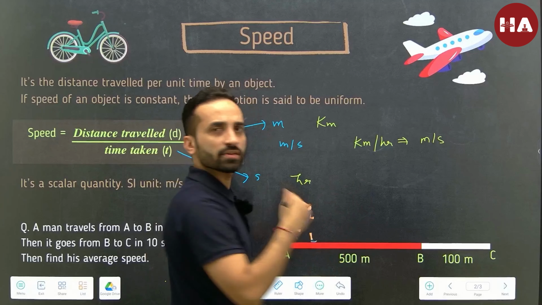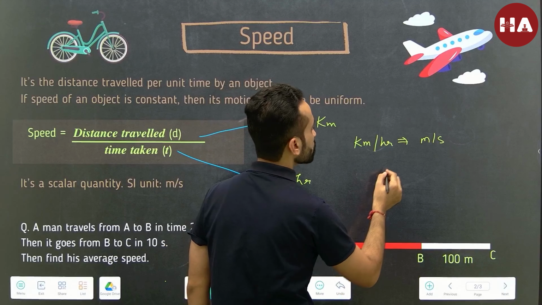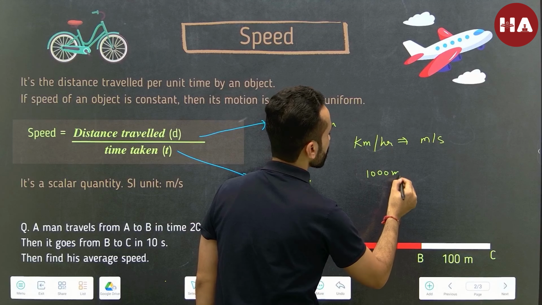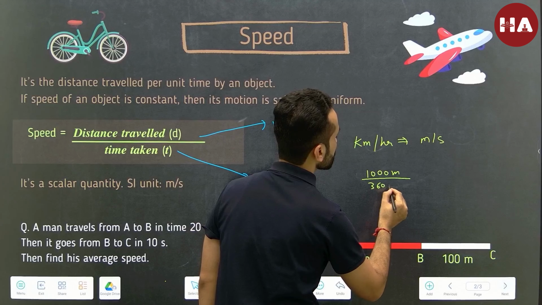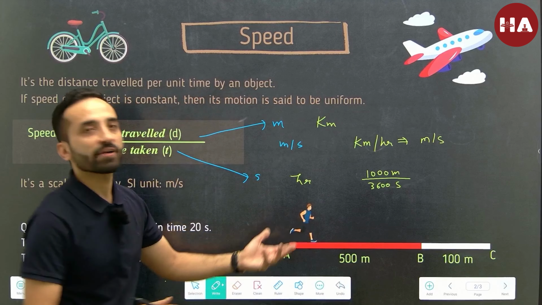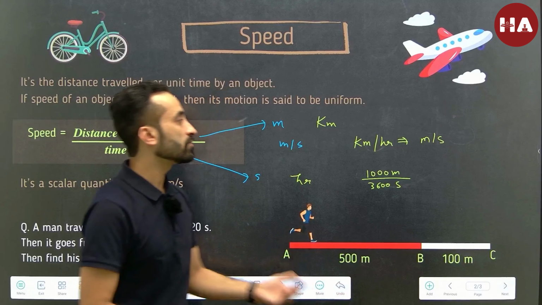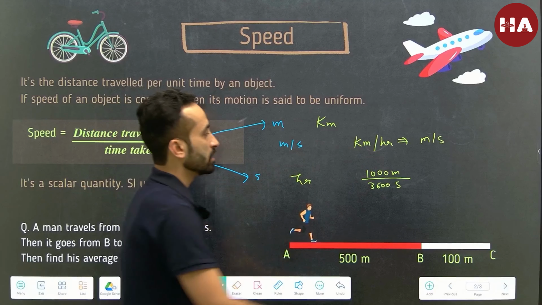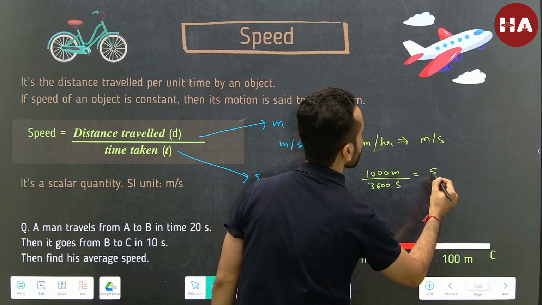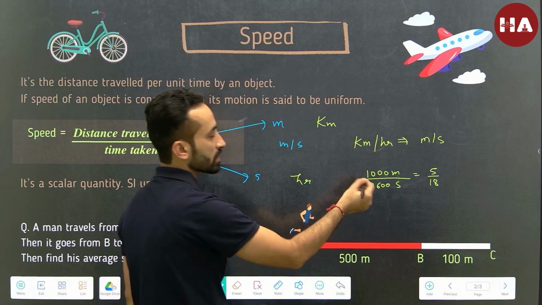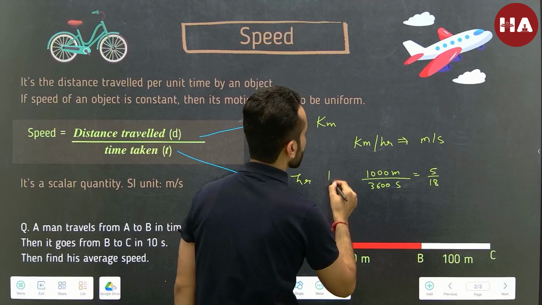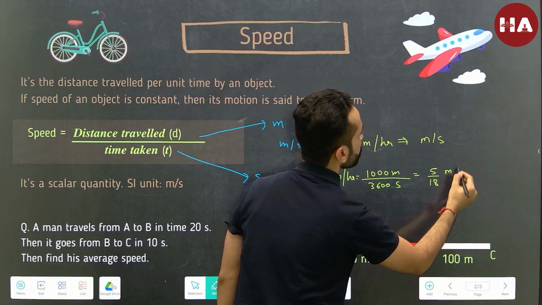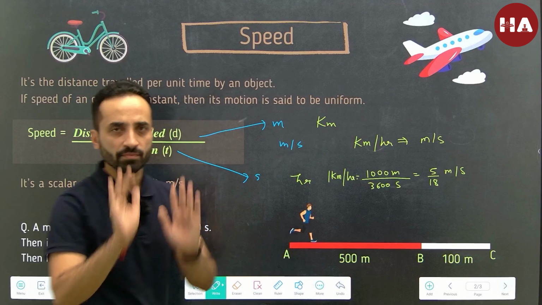I think this conversion is very simple for you, since we know that 1 kilometer is 1000 meters and 1 hour is 3600 seconds. So this is the factor that you need to take care of whenever you want to convert kilometer per hour to meter per second. This factor is basically 5 by 18 when you cancel the common factors. So 1 kilometer per hour is equivalent to 5 by 18 meter per second. Just keep that in mind.